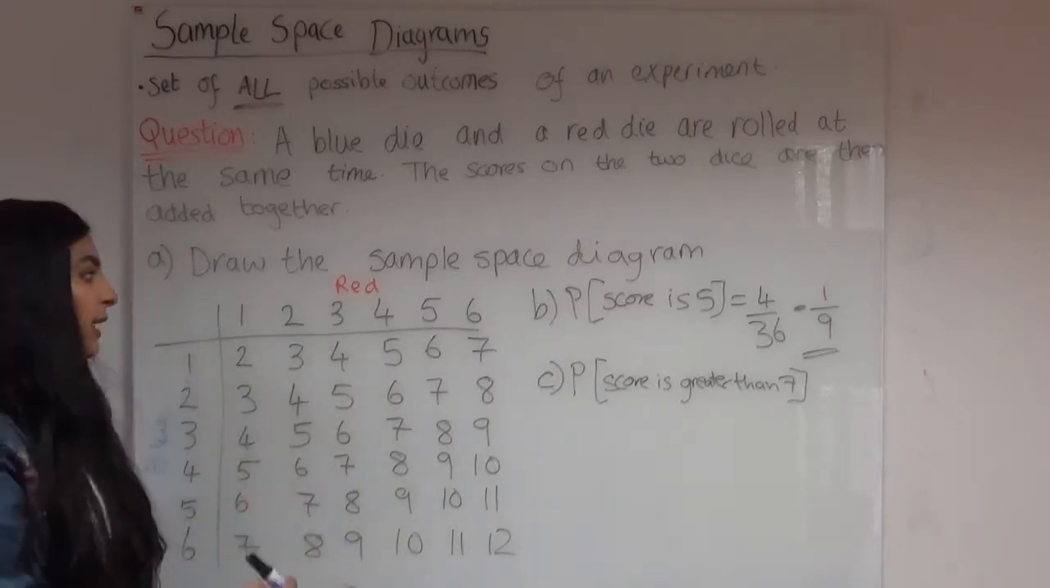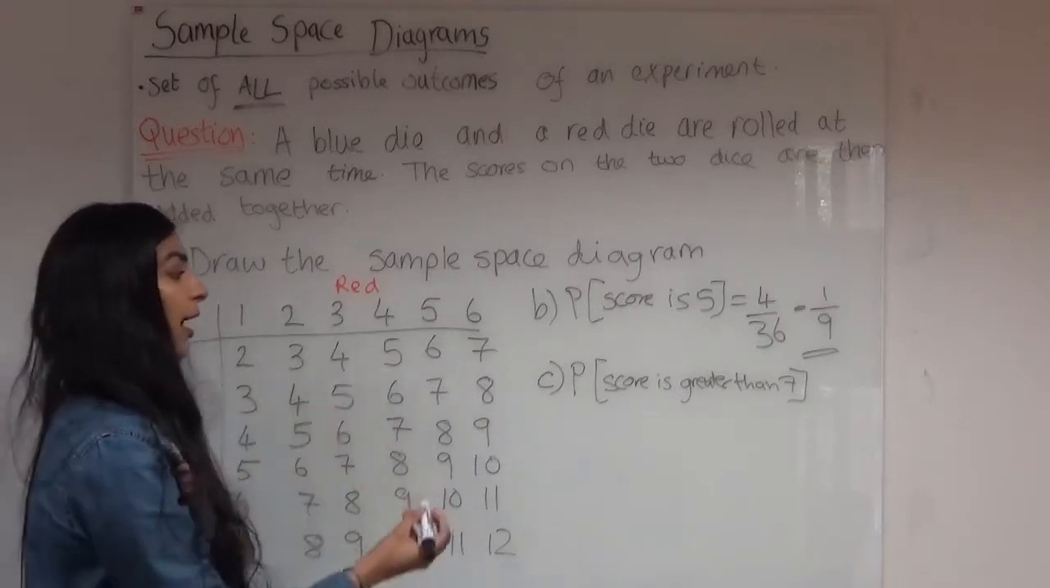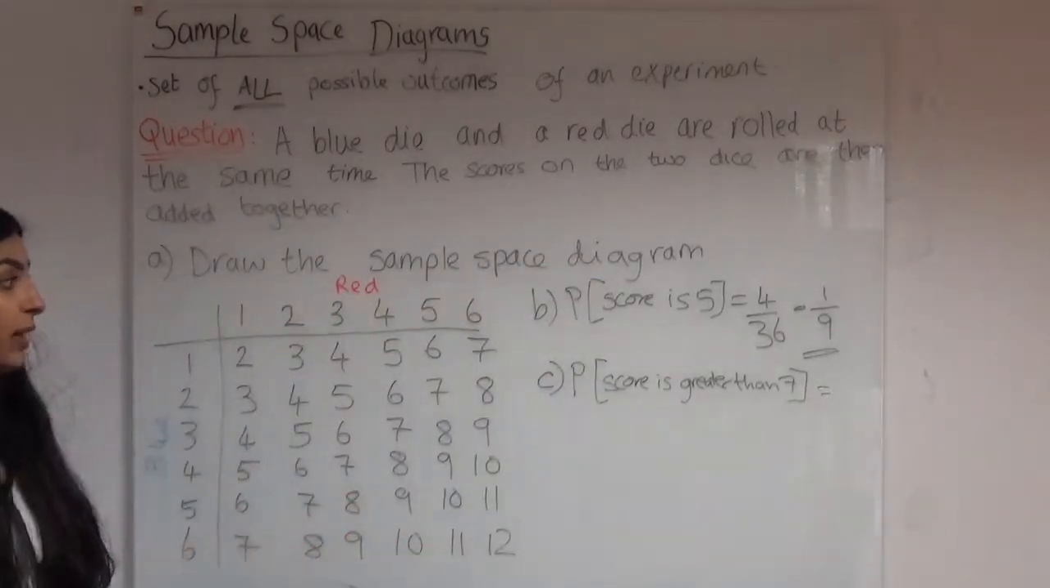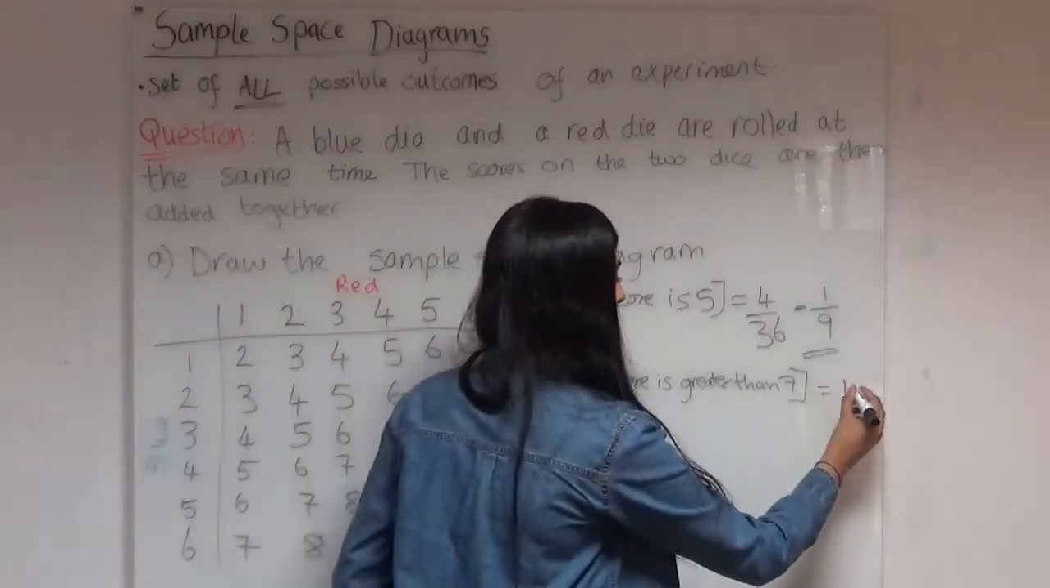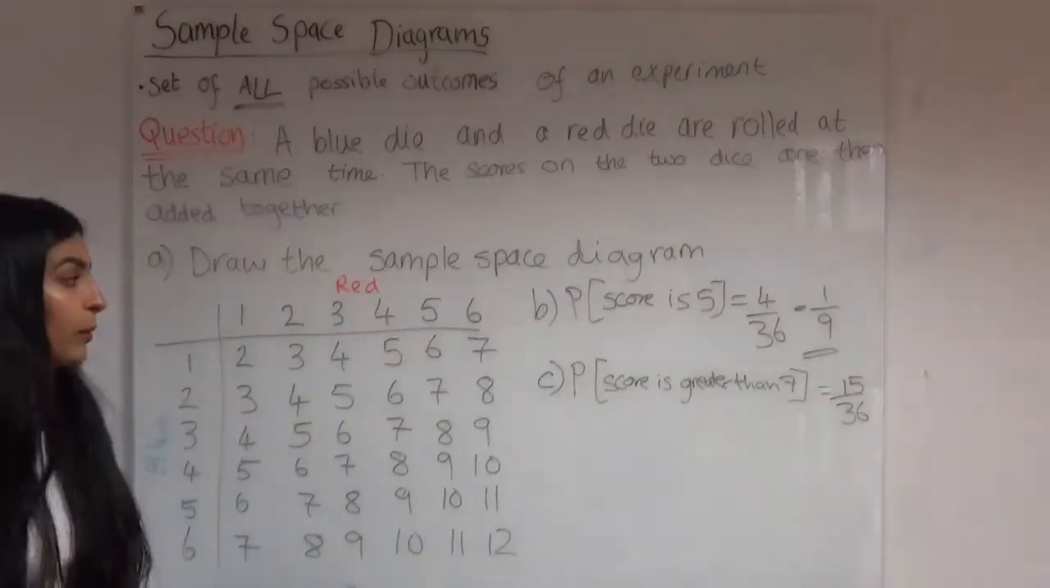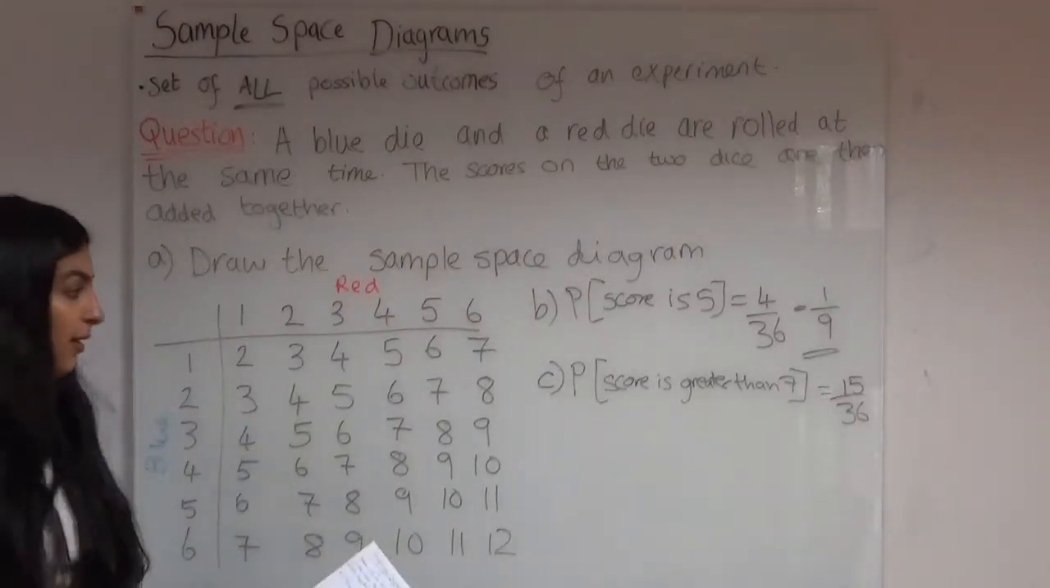So we've got 15 out of 36 possible outcomes of gaining a score greater than 7. So we've got 15 out of 36. So 15 out of 36 is the probability of gaining a score greater than 7.